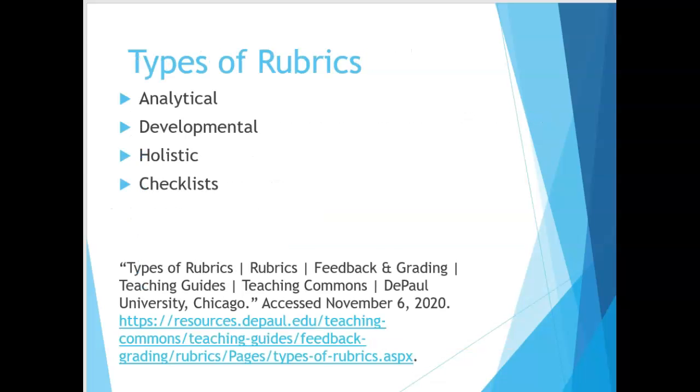There are several types of rubrics: analytical, developmental, holistic, checklists. I've included a link here with more information if you'd like to see more details. Chances are you are using analytical rubrics or maybe even checklists.